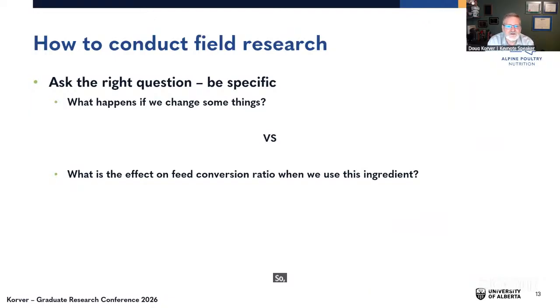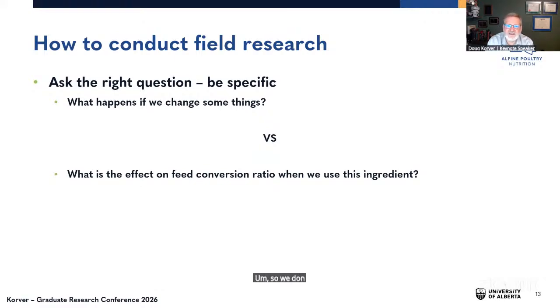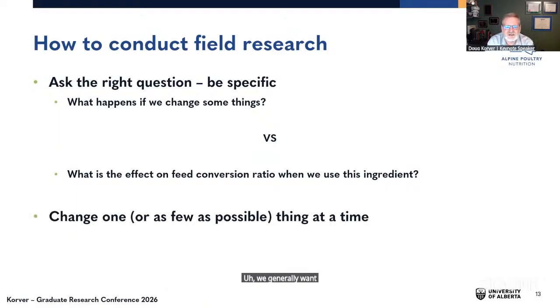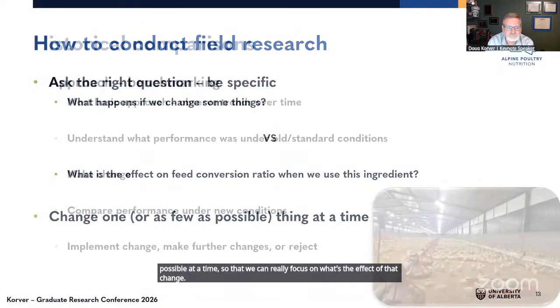So how do we conduct field research? Well, again, first we have to ask the right question. We want to be specific. So we don't want a vague question of what happens if we change some things. We really want to focus on, for example, what's the effect on feed conversion ratio when we use this ingredient in place of antibiotics? We generally want to change one thing or one variable, or as few as possible at a time, so that we can really focus on what's the effect of that change.